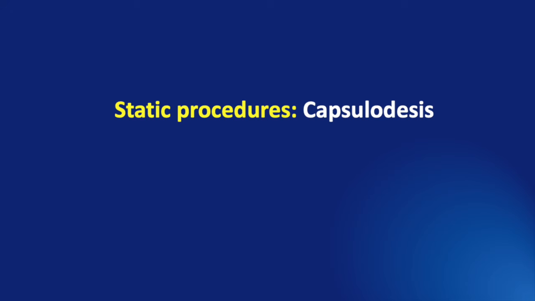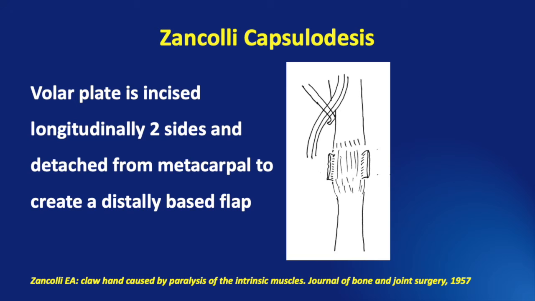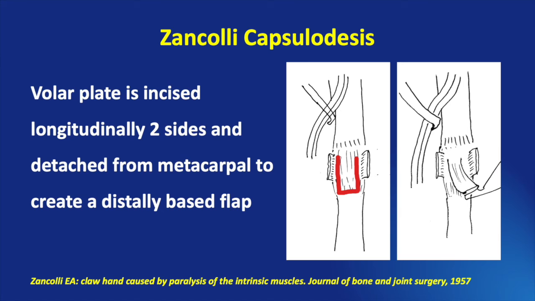And here we shall discuss 2 types of capsulodesis: the classical Zancoli's capsulodesis and the ulnar modification. The first step is to access and retract the flexor tendons after incising the A1 pulley. When the flexor tendons are thus retracted, we will be able to visualize the anterior surface of the metacarpophalangeal joint capsule, which consists of the volar plate also. This volar plate is incised longitudinally on 2 sides and also detached from the metacarpal to create a distally based flap. This flap is pulled proximally to bring about a flexion of 20 degrees at the metacarpophalangeal joint.